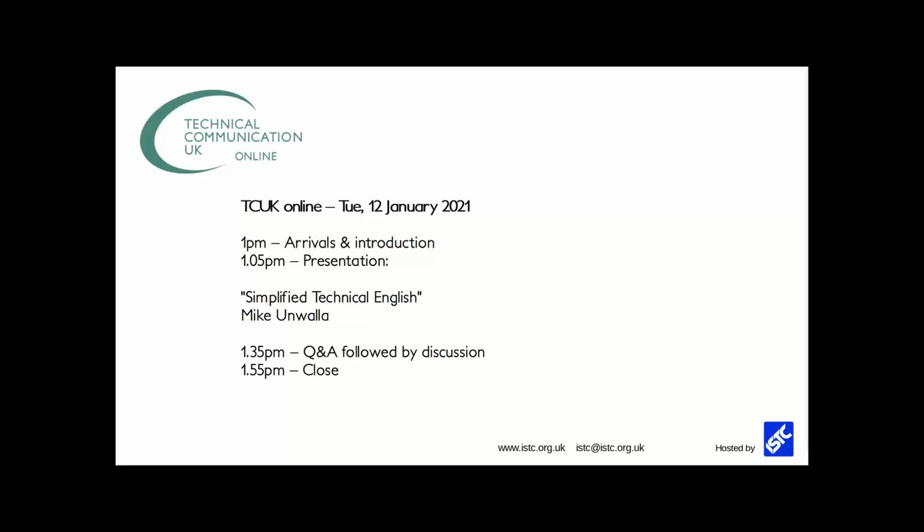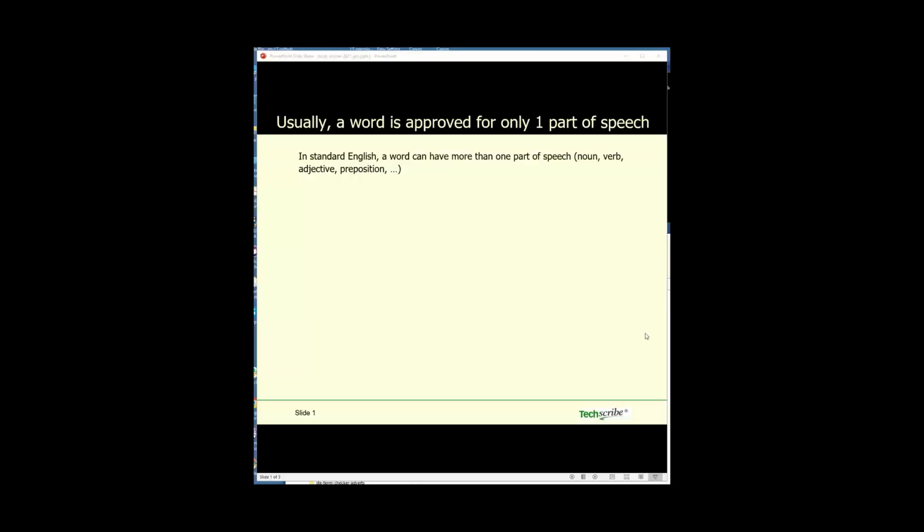To prevent this type of problem, STE permits usually a word to have only one part of speech. And I'm going to now share part of my screen with you. So, for example, the word oil is approved in STE as a noun, but not as a verb. So in STE, I mustn't write oil a valve, but I can write put oil on the valve, and if I want to use a verb, I can say something like lubricate the valve, or lubricate the valve with oil.